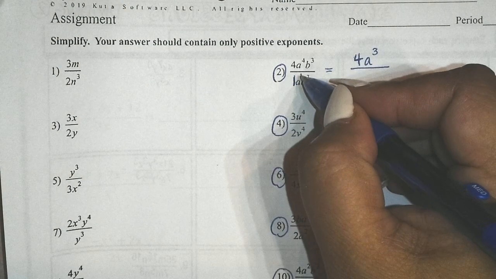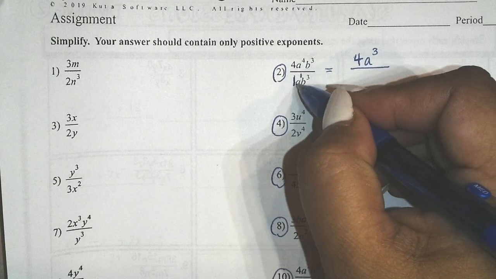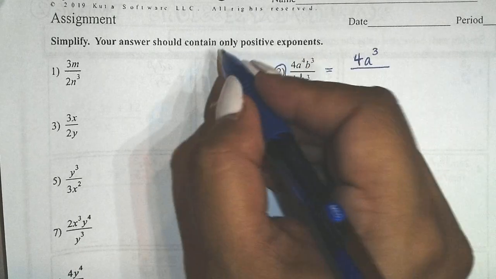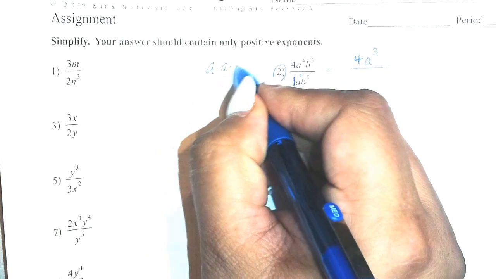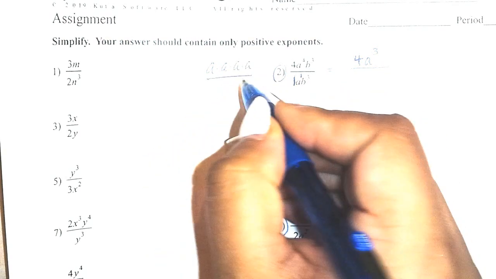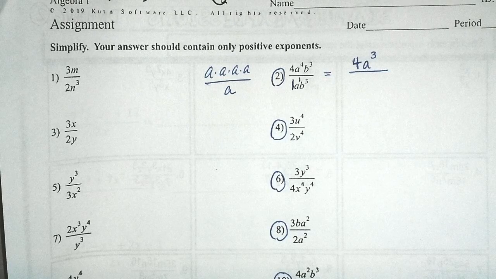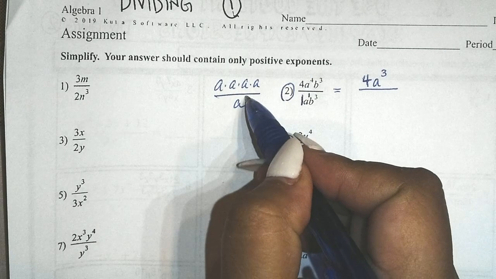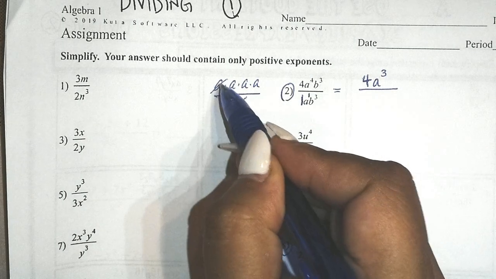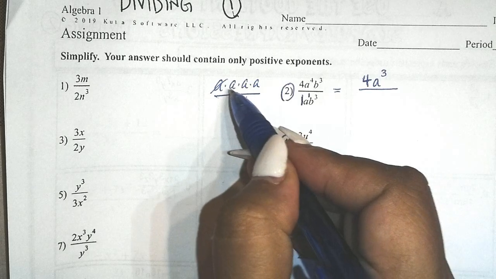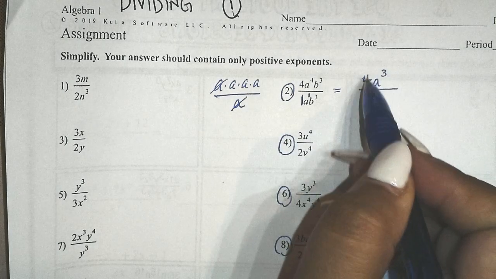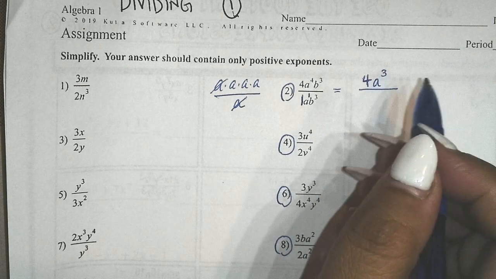Now the reason why we subtract our exponents is because you're taking away. A to the 4 is a times a times a times a. On the bottom it has 1 a. So one a can cancel out because a divided by a is 1, leaving 3 a's on top in the numerator.